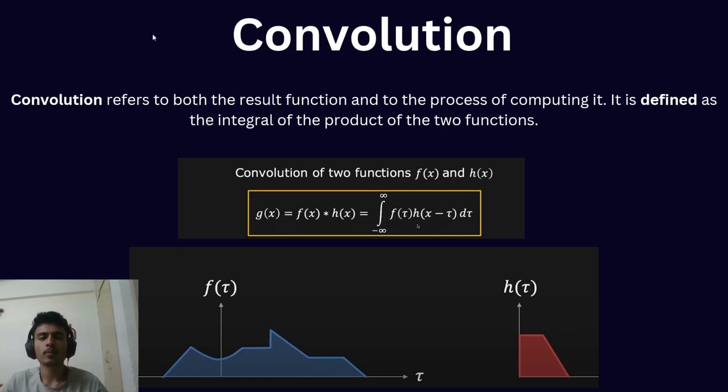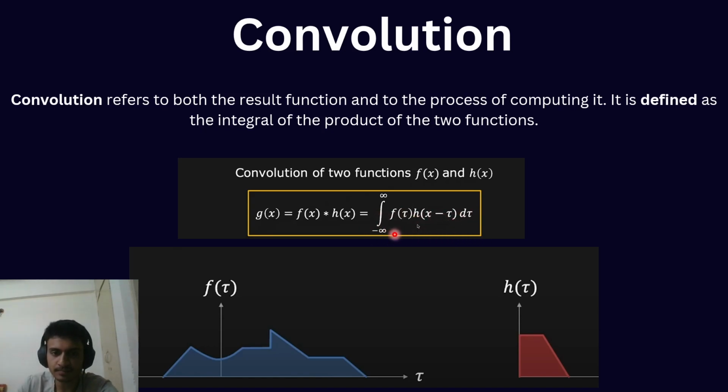Now we will talk about convolution. This is very important in recognition, and it has a very strong relation with the Fourier transform. What is convolution? Convolution refers to both the resulting function and the process of computing it. It is defined as the integral of the product of two functions. Here, f(x) and h(x) are two functions in the spatial domain, and their convolution gives us g(x). We represent this convolution in the form of an integration from minus infinity to infinity d tau.